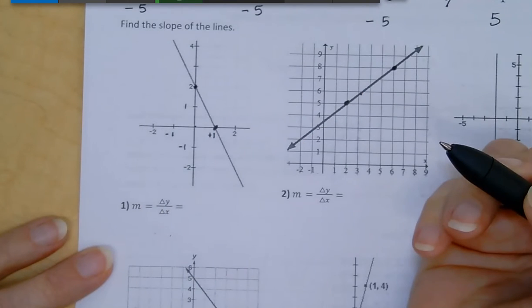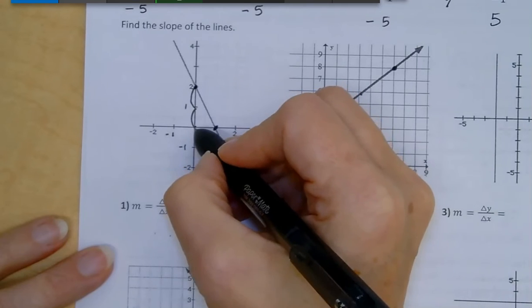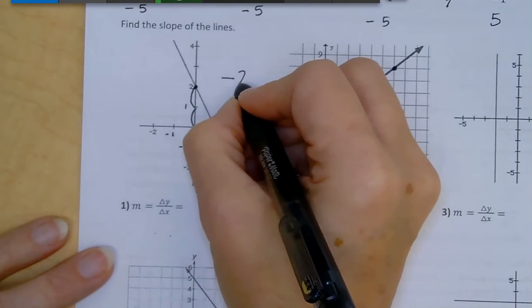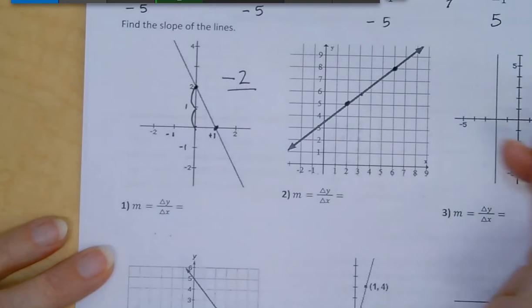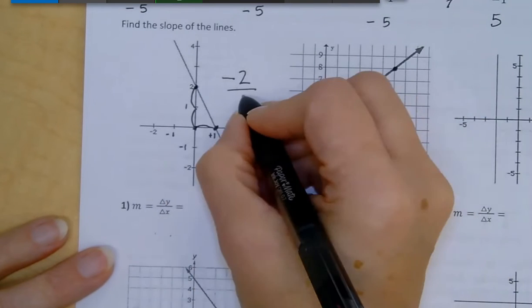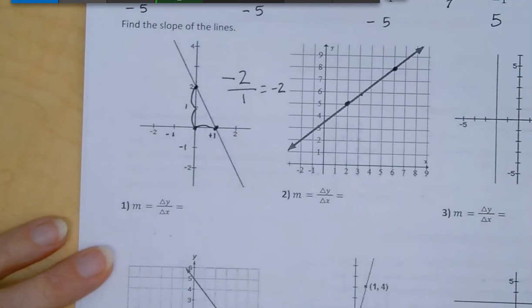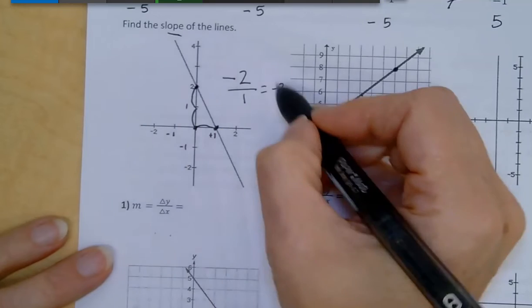First of all, I can see that it's a negative slope. I had to go down 1, 2. I went down 2, and I say negative because I'm going down. Now I'm going from 0 to 1, so I went over 1. My slope here is -2 if I simplify that. It just says find the slope, so that's all I'm going to do.